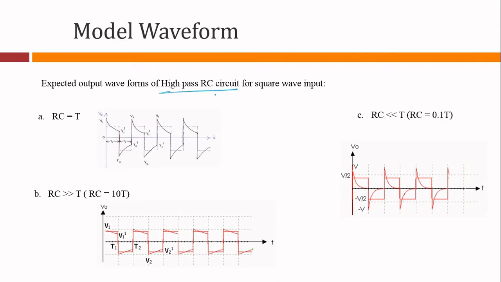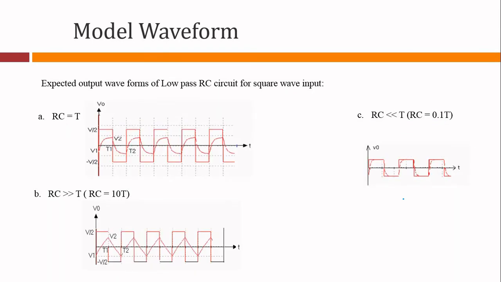This is for the high pass RC circuit. When RC equals T, this is the condition. When RC is very much greater than T, this is the output. This is the input signal, and what you see as spikes here is the output. So only when we have RC very much less than T are you going to get spikes. Then it will act as a differentiator. Clear?